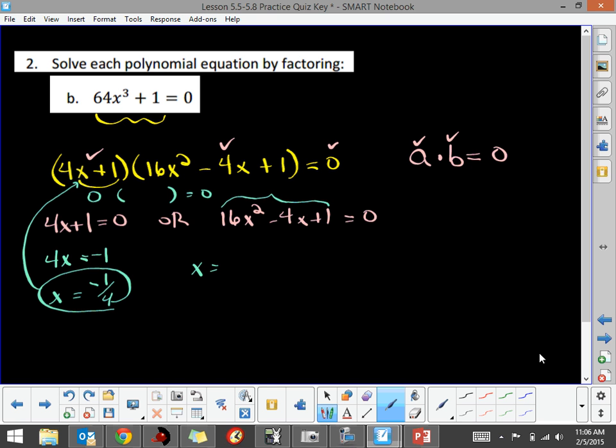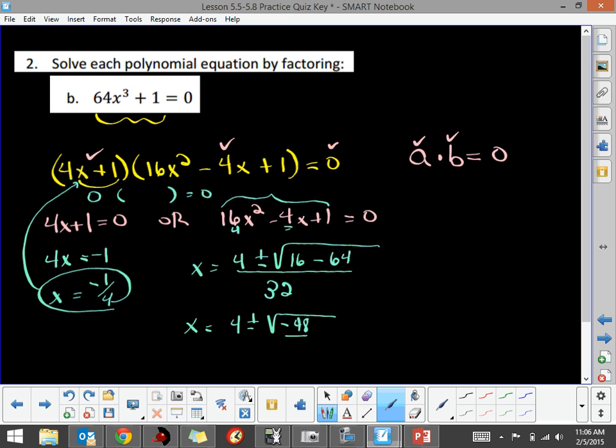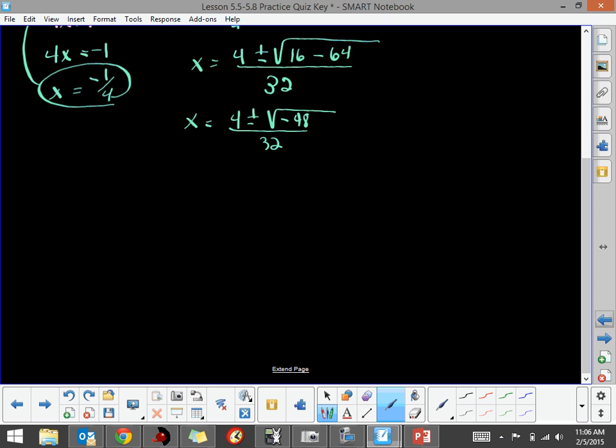So we're going to go the opposite of b, which would be a positive 4, plus or minus the square root of b squared, which is negative 4 times negative 4, which is 16, then minus 4 times a times c, so it's 4 times 16 times 1, which is 64, all over 2 times a, which is 2 times 16, or 32. So I did a little plugging and chugging at the same time, so we got 4 plus or minus the square root of, and now we're going to have a negative 48, all over 32. So now it's going to be a matter of simplifying that radical in our fraction.